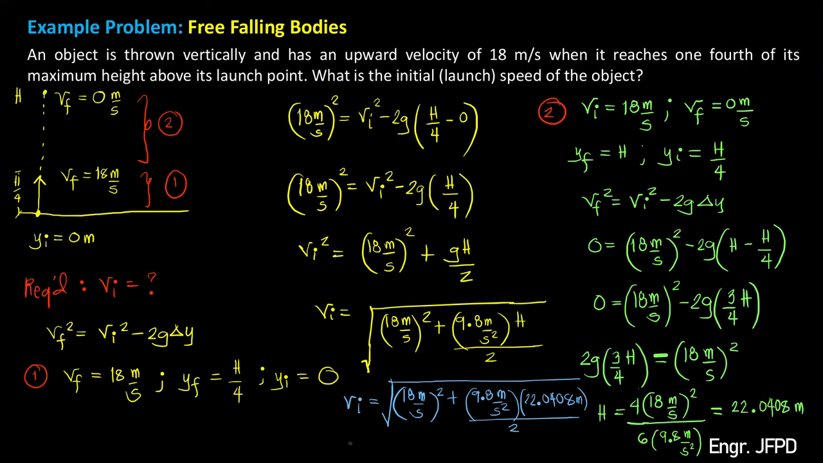Then, just type this equation on your calculator. Therefore, the initial velocity of the object will be equal to 20.7846, and of course the unit is meters per second. And this will be our final answer for the initial velocity of the stone. Okay, and that's it for our example problem number 2. Then, let's try to have another example problem.